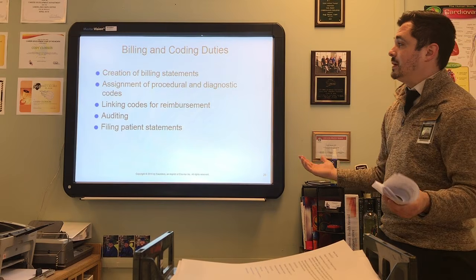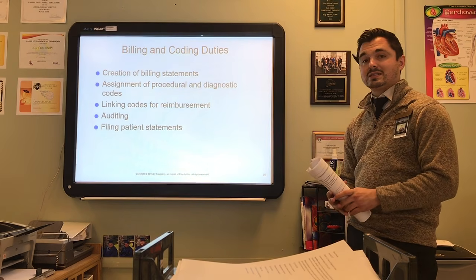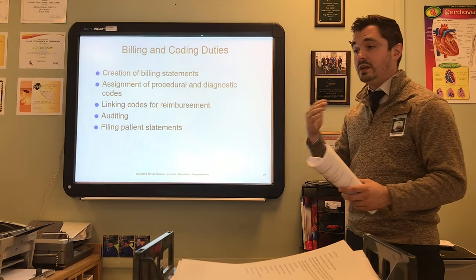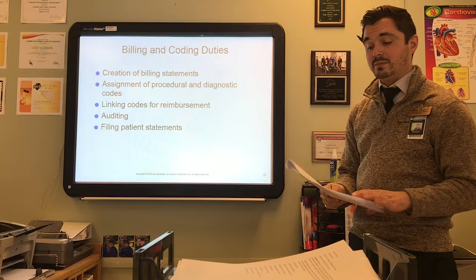So you'll be able to create billing statements. You'll assign procedural and diagnostic codes. You'll link codes for reimbursement, do auditing, and file patient statements.